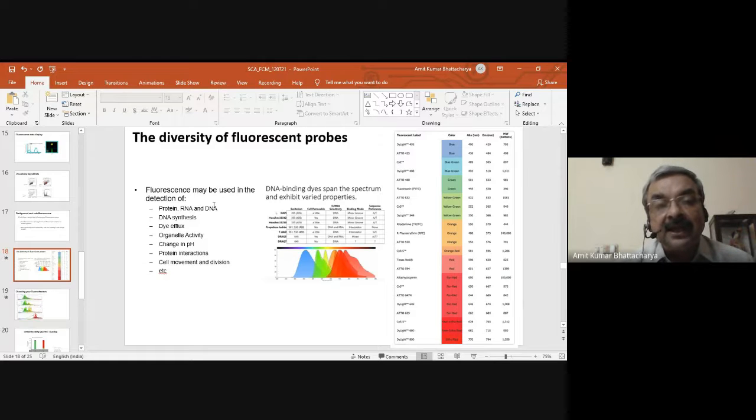And these fluorescent dyes are used to detect any activity you want to see inside the cell. This is a very well established field wherein you want to detect different proteins or different molecules of RNA and DNA. If you want to look at DNA synthesis, there are different dyes. If you want to look at pH, there are different dyes. For different ions, there are different dyes. Anything you want to detect inside cells, there is a dye present.